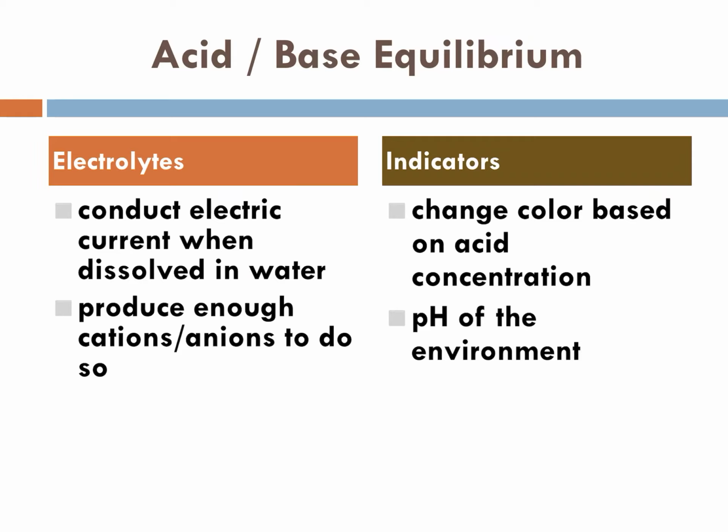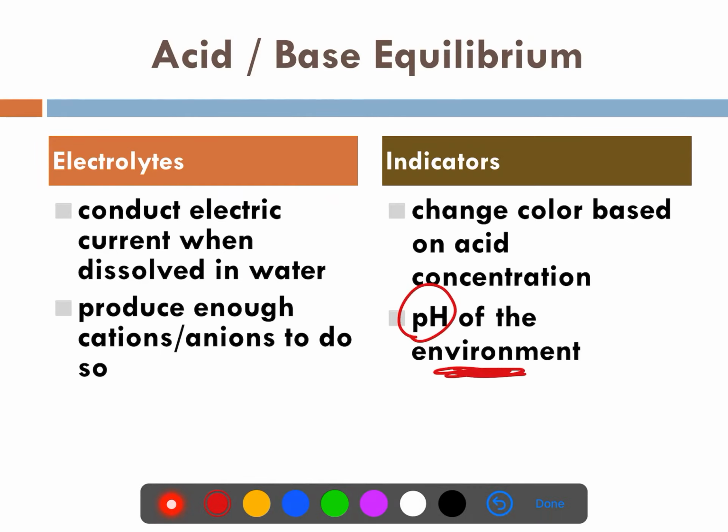Now be careful with this. When we talk about pH, pH is a measurement of the environment. It is not a measurement of how strong an acid is or how strong a base is. It's just that environment, and we'll get into more of that on the video where we talk about pH.